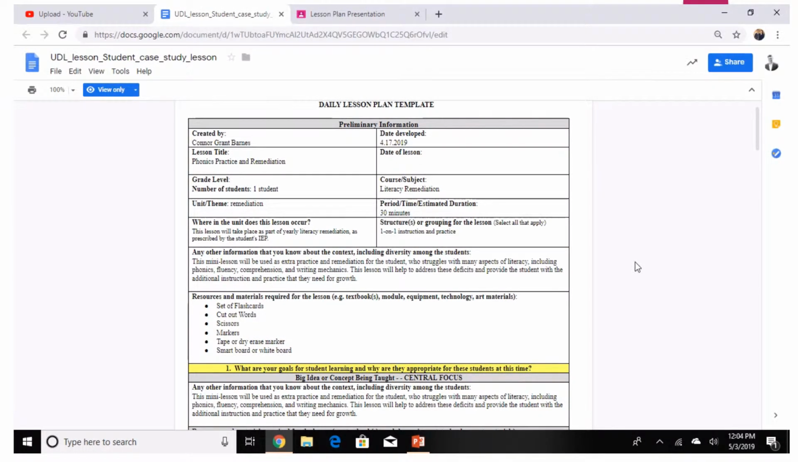Alright, so to discuss the lesson plan that I've developed for John Smith, I'd like to start out by pointing out that it was intended to be a one-on-one lesson, so it would just be me as the teacher and the student, and is geared towards remediation of the different areas that he struggles with. Specifically, my lesson is focused on phonics, which is one of his focus areas that he's proven to have major deficits with that are hurting other parts of his learning.